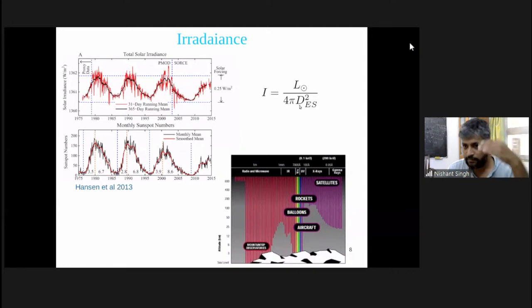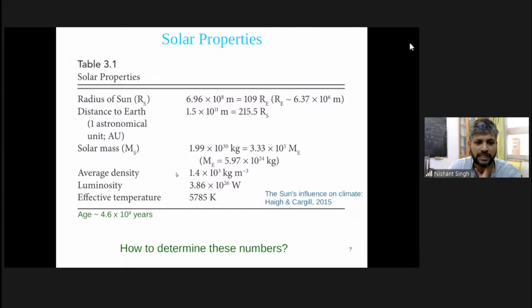Distance you can estimate, as I said, from radar echo techniques and whatnot. Sun to Earth distance is basically one astronomical unit. I could have written one AU here. If this is known, this is measured, you can use this formula to determine the intrinsic luminosity of the Sun. This is what is done. And that gives you the number, which is quoted here.